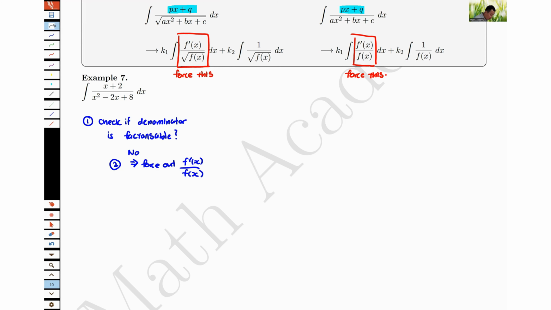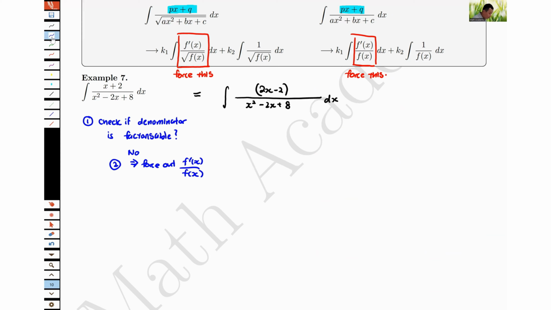Okay, so what do I mean by that? Let me continue over here for this problem. Copy in the same denominator first. Leave the numerator untouched. I'm going to force out the f prime. So if this is fx, what is f prime? F prime will be 2x minus 2. You differentiate that denominator, we put it at the top.